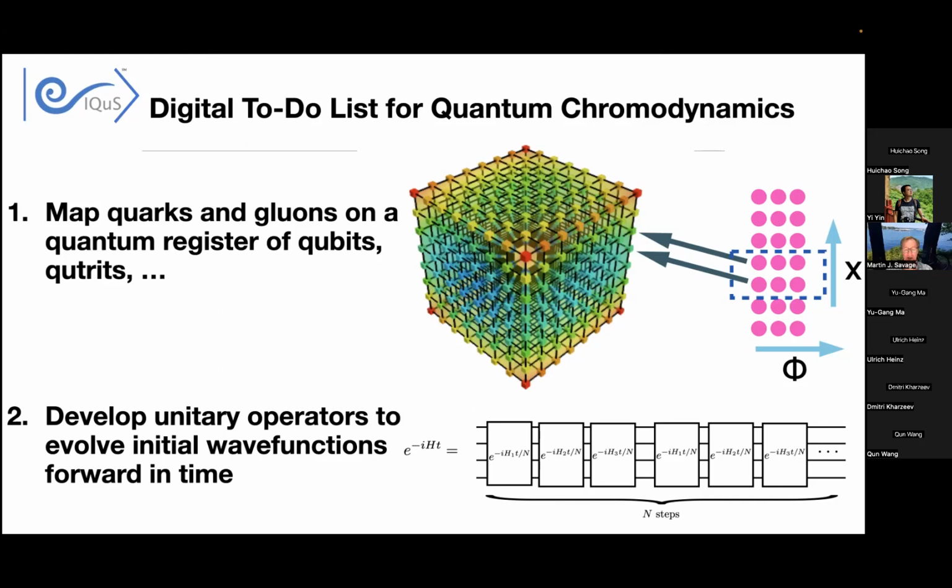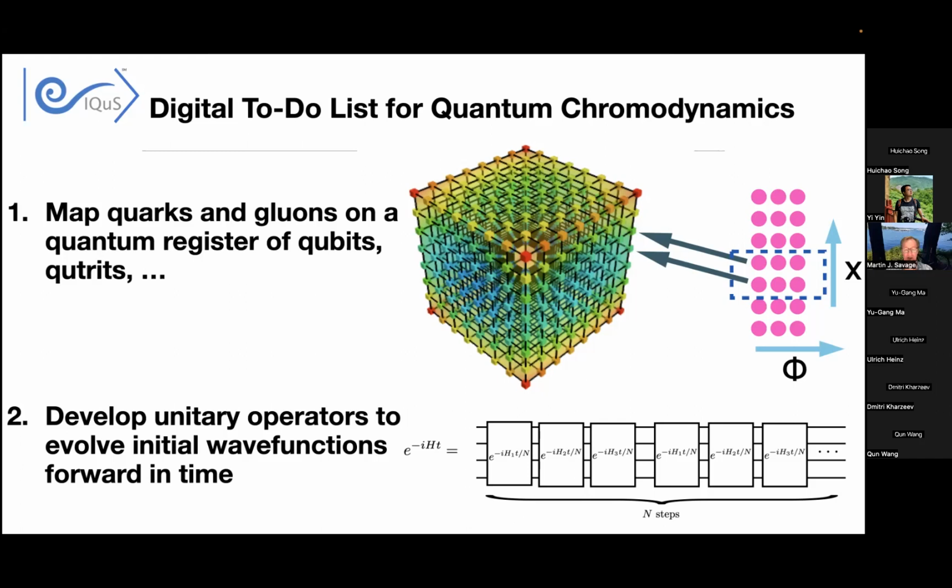Of color charge, and so one has to somehow ensure, and I'll come back to this later on, that Gauss's law is satisfied, so the color fluxes coming into a vertex are the same as the color fluxes going out of the vertex when one takes into account all of the fields, the quarks and the gluons. So developing the unitary operators is also a challenge.